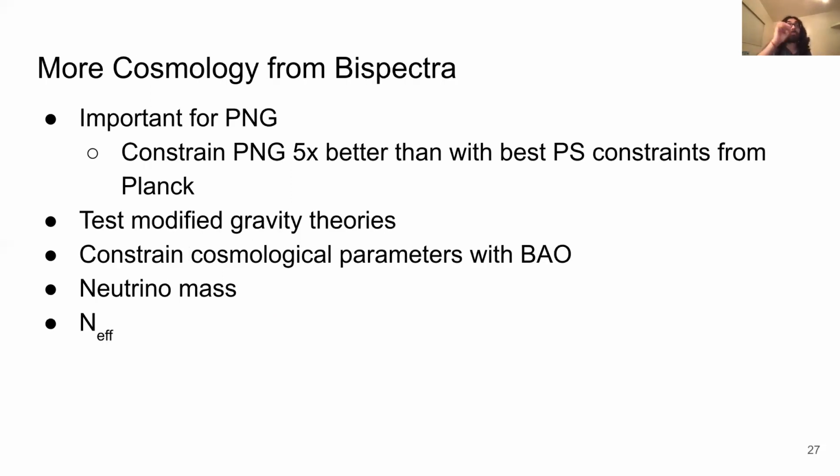Right, and there's a bunch of other cosmology you can get out of the bispectrum. There's a whole subfield growing of primordial non-Gaussianity constraints from bispectra, which when you include it with the power spectrum can get you significantly better constraints. You can also get stuff like an effective neutrino mass from there, constrain other cosmological parameters with the BAO feature in the bispectrum that I hadn't gotten to, and it also can be used for testing modified gravity theories.